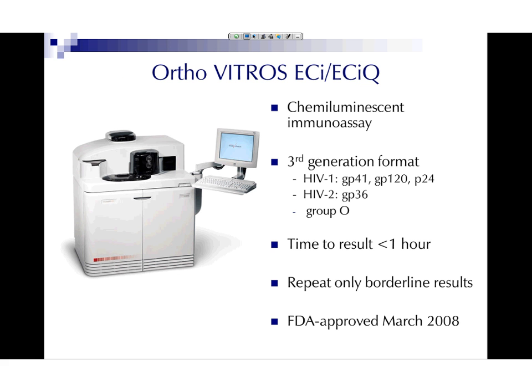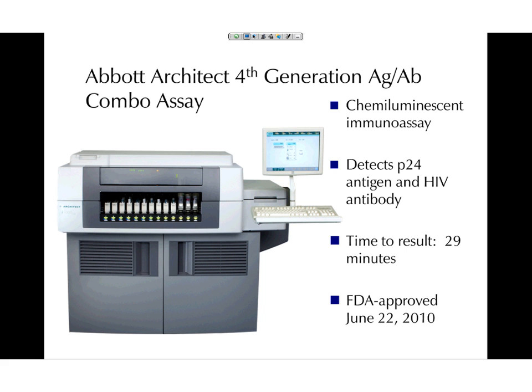And then the Abbott Architect, approved in June 2010, is a 4th-generation chemiluminescent assay that picks up both P24 antigen and HIV antibody, although it doesn't distinguish between them. So when you get a positive test result, you don't know whether it's antigen or antibody that's positive, and it will generate a test result in about half an hour from the time that you add the first specimen.